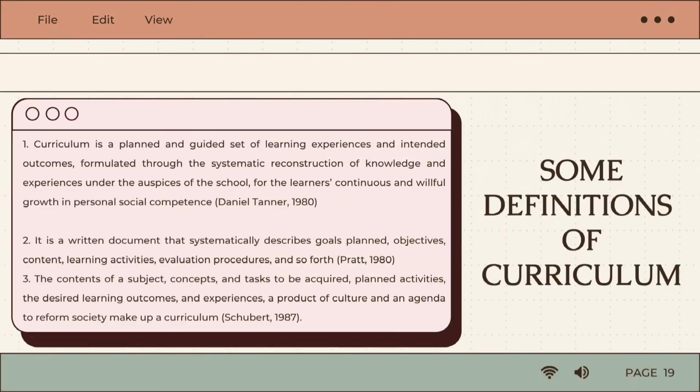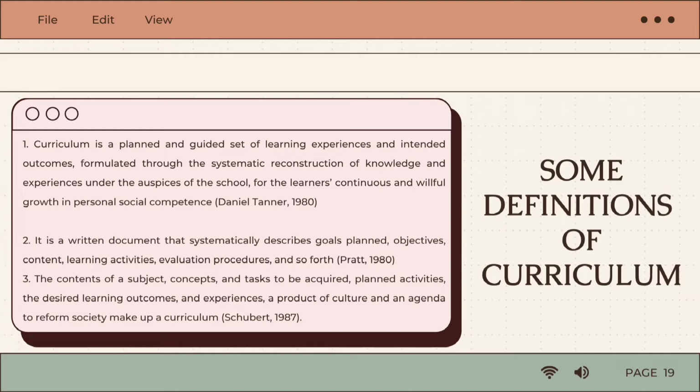Here are some of the definitions of curriculum. Curriculum is a planned and guided set of learning experiences and intended outcomes formulated through the systematic reconstruction of knowledge and experiences under the auspices of the school for the learner's continuous and willful growth in personal social competence. Next, it is a written document that systematically describes goals planned, objectives, content, learning activities, evaluation procedures, and so forth.